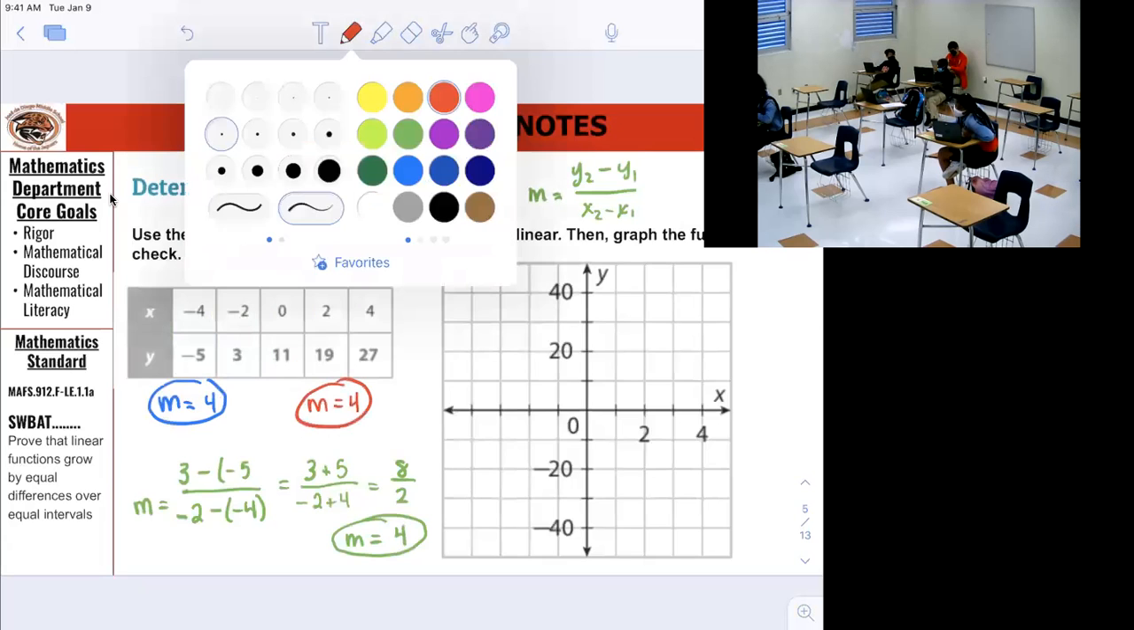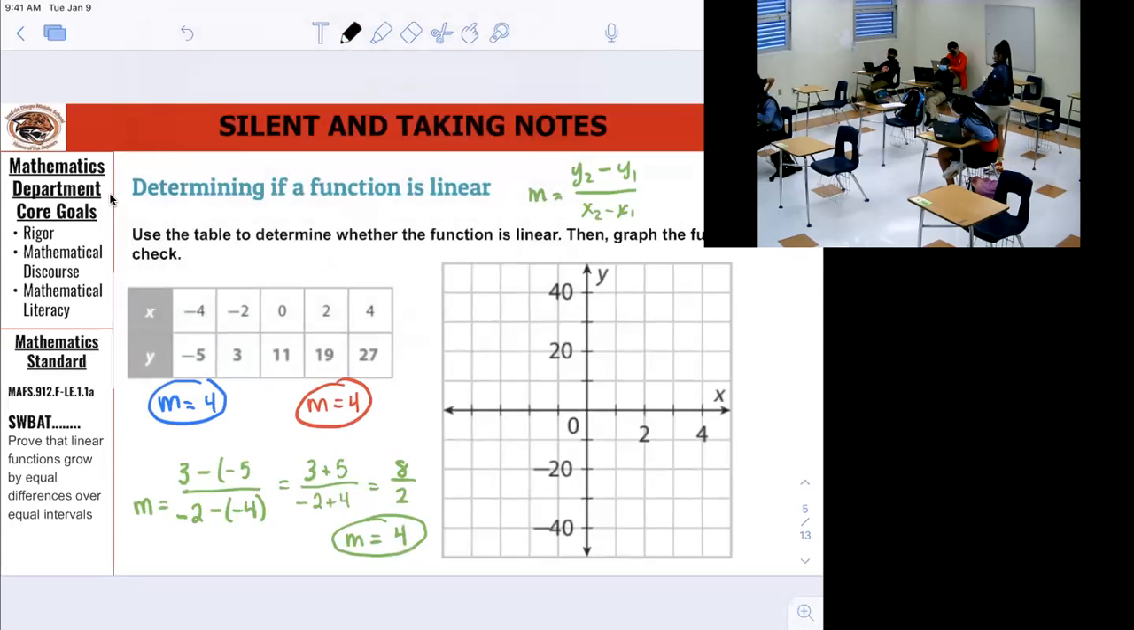Now I'm going to plot the points down on this graph just to double check. So I have negative 4, negative 5. If you notice, the x-axis is going by 2s and the y-axis is going by 10s. So I have to be a little bit careful. Negative 4 is going to be negative 1, negative 2, negative 3, negative 4. So negative 4 comma negative 5. That's going to be right here.